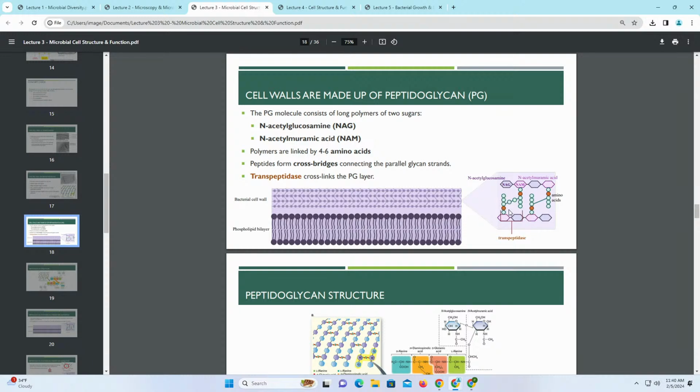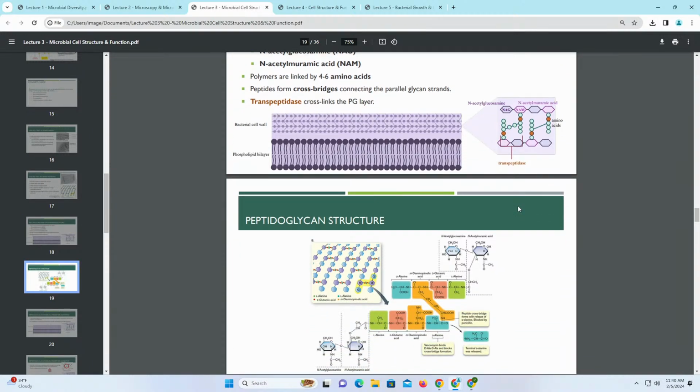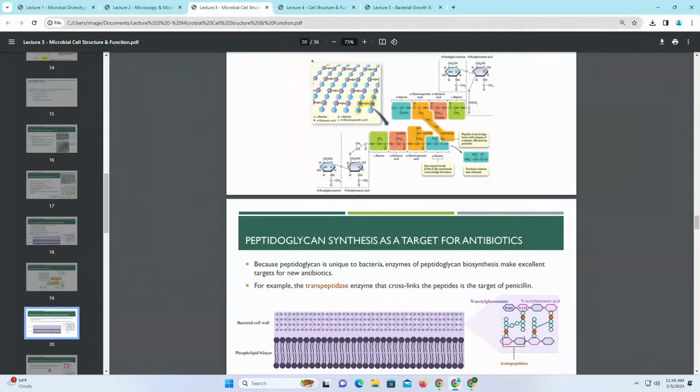or interrupt this cell wall formation, because if the cell wall of the bacteria is cracked open, your bacteria are just done, they're dead. When the cell wall is cracked, they're not going to be contained, and they're not going to be able to do what they need to do. They need that cell wall for protection. So if we interfere with that, they're going to die. And so that's where this type of antibiotics comes in. So this peptidoglycan synthesis is a target for antibiotics.